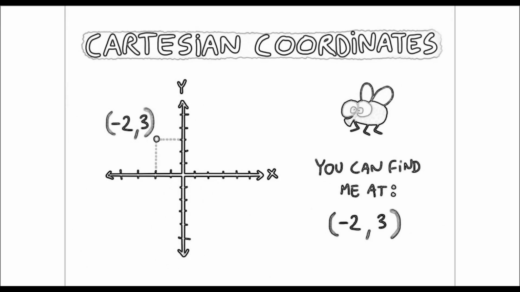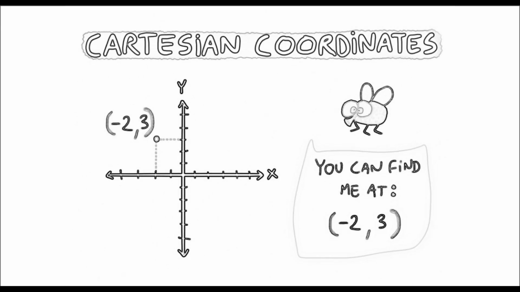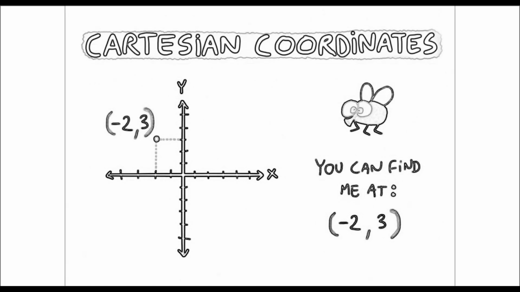Now, look, when the fly says, you can find me at (-2, 3), easy. The first value is x, the second value is y. So minus 2 on x, plus 3 on y. So I go to my x-axis, this is my 0 point. Minus 1, minus 2, there you go. And then the 3: 1, 2, 3. Then I join the two lines together and I find my point. And now I know where the fly is located in reference to the center point right here.